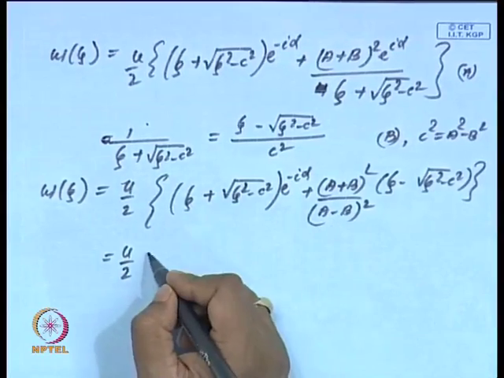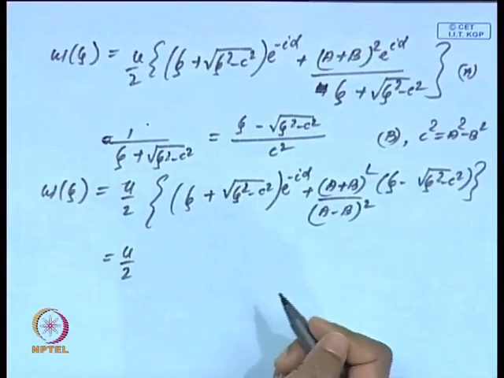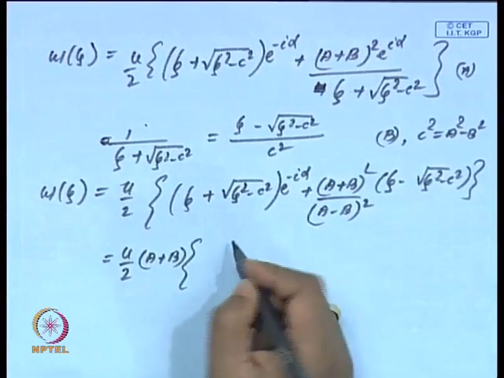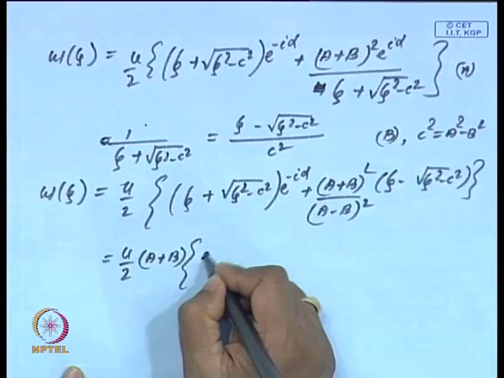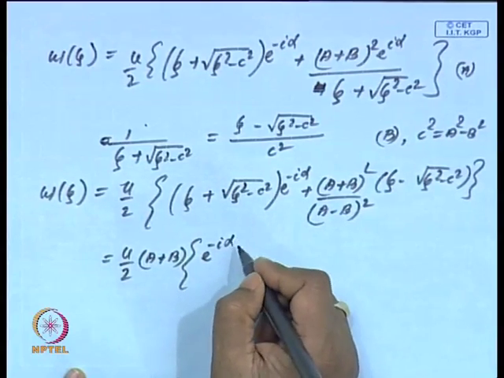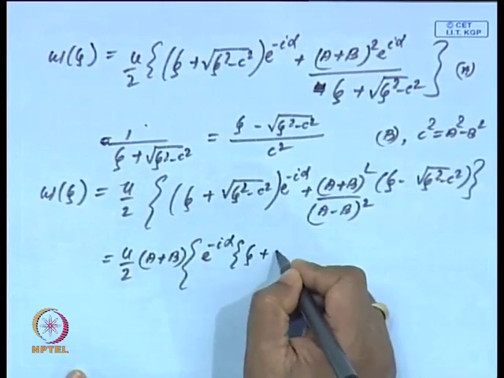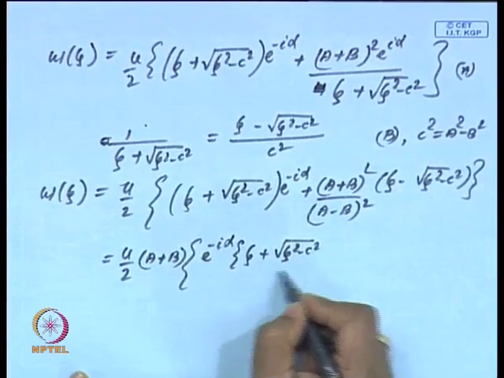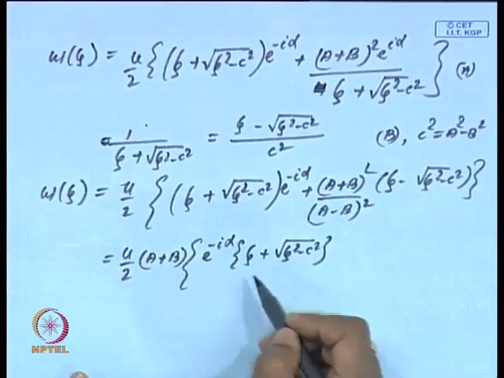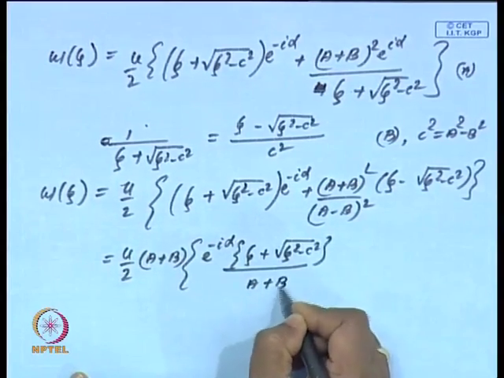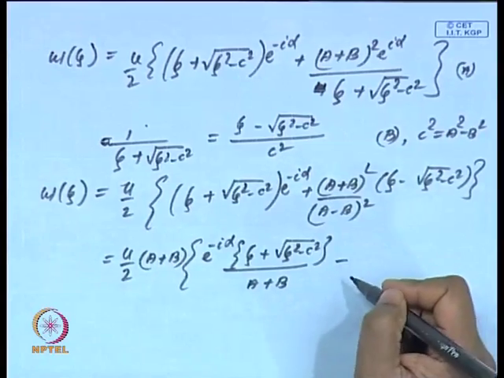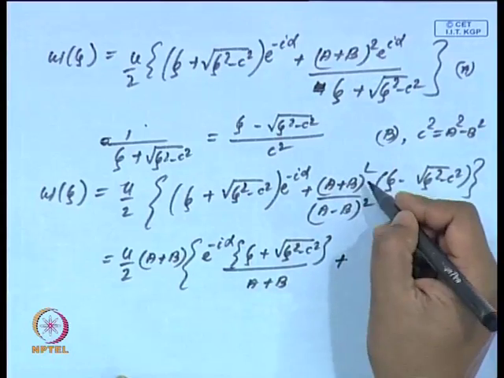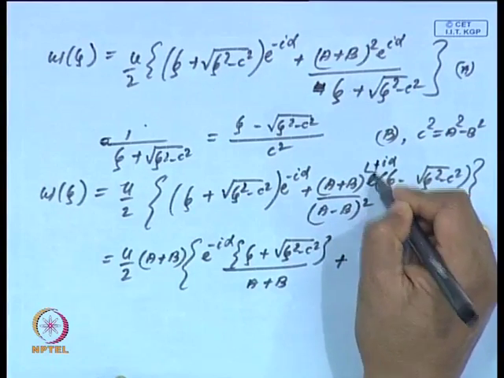into, if I just take a plus b common, I will have e to the power minus I alpha zeta plus zeta square minus c square divided by, because a plus b, this will give me a plus b minus, rather plus, and there is a e to the power minus I alpha will be there, plus I alpha will be there.